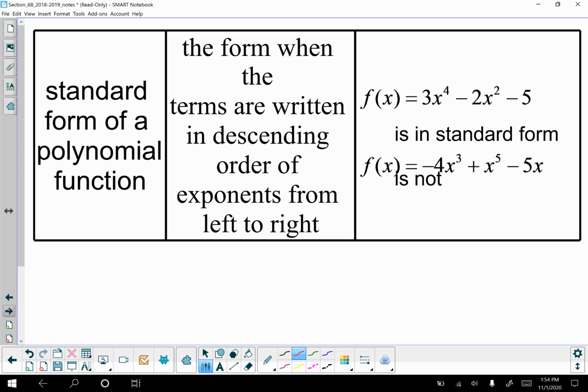Okay. So standard form of a polynomial is going from the highest exponent on the far left and counting it down to the lowest exponent as you go to the right, with the constant, if there is one, being at the far right, making sure you keep all the signs the same.